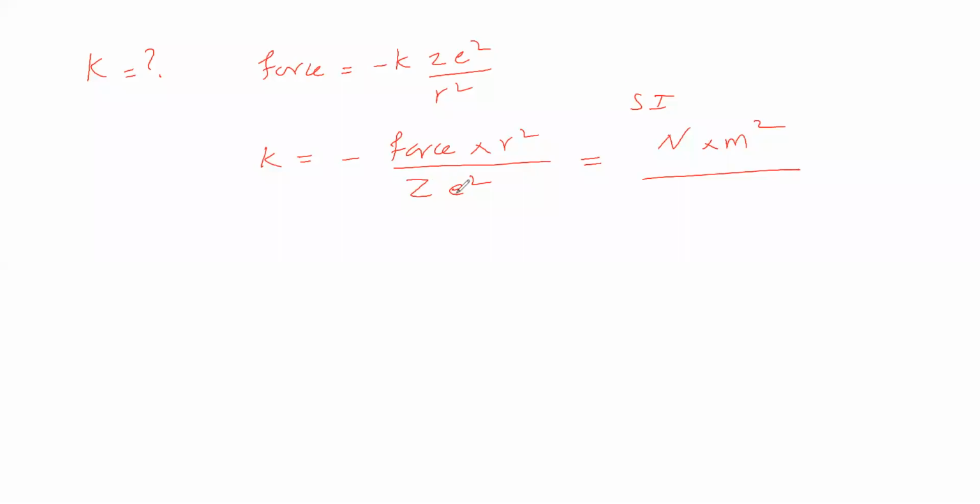E is called charge of electron. Coulomb is the unit in SI system, so we write its square. So the SI unit for k is Newton meter square per Coulomb square. The value is 9 into 10 to the power of 9 Newton meter square per Coulomb square.